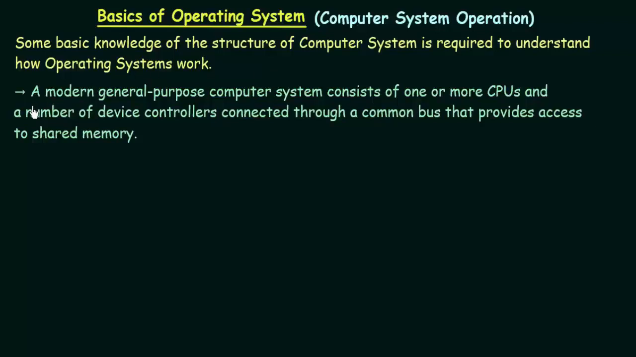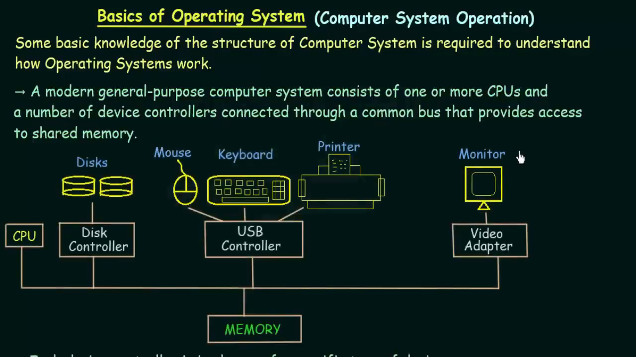So here it says, a modern general purpose computer system consists of one or more CPUs and a number of device controllers connected through a common bus that provides access to shared memory. So don't worry about this definition, it will become clear as I show you a diagram related to this, and we will see what this actually means. So here I have a diagram which we can use to explain this sentence that is written here. So let us break this sentence into parts and see what each line means.